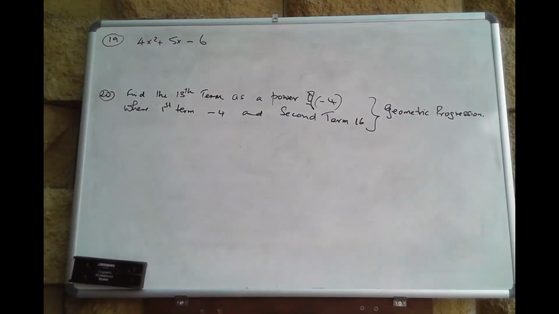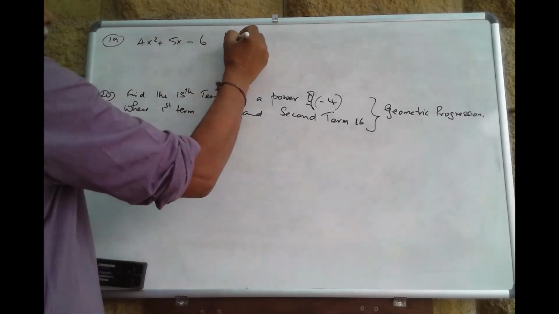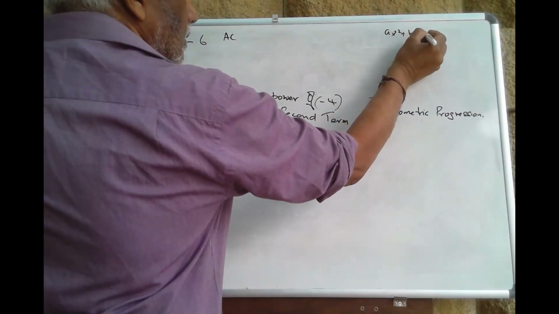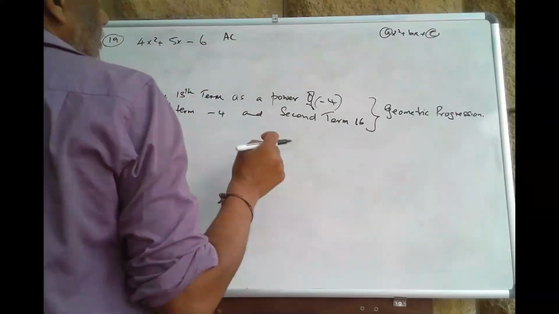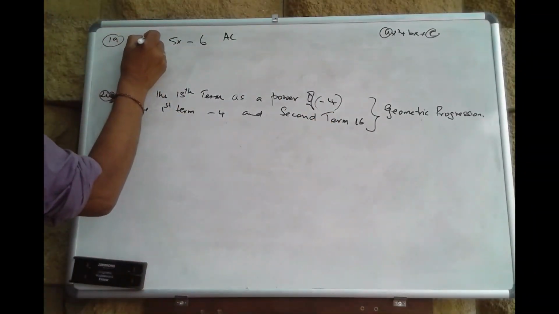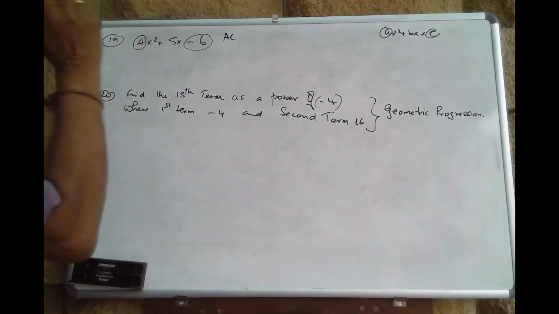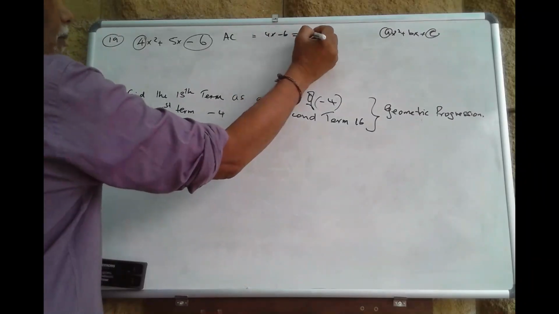Question 19, you have to factorize it. So I use a method called AC. AC means ax squared plus bx plus c. So that is a and c. So the product of a and c, okay. So in this case, that is going to be that one and that one. So 4 times minus 6 is going to be minus 24.